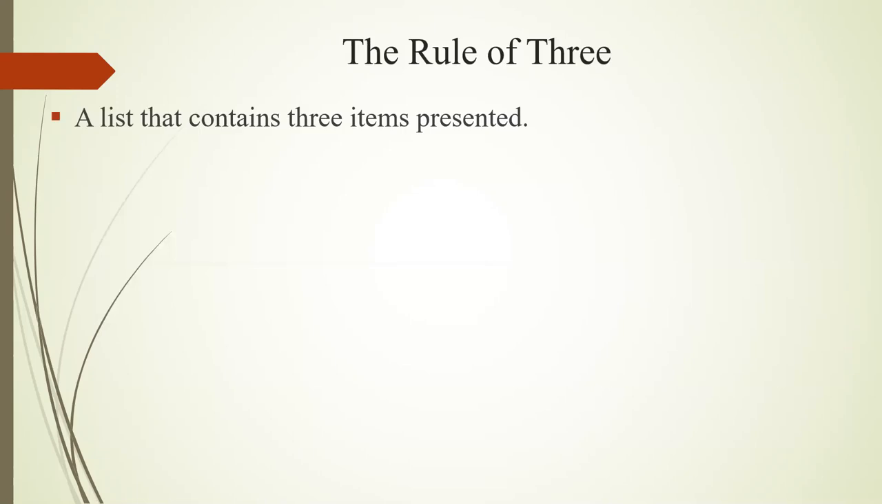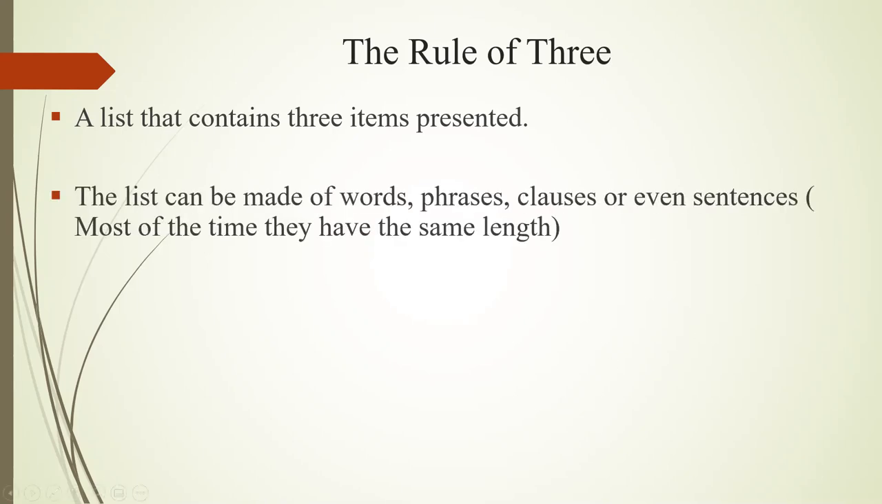Now, let's explore and talk a little bit more about the rule of three to figure out what it really means. The rule of three simply refers to a list that contains three items. So three items are presented in a list. The list can be made of words, phrases, clauses, or even sentences. It can be a list of three words. It can be a list of three phrases, or it can be a list of three clauses, or even sentences.